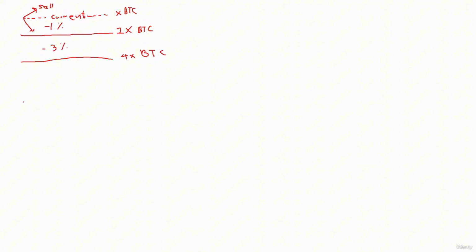In the third safety order, we are going to buy 8x bitcoins. Here deviation is minus 7% from the initial price. In the fourth safety order, we are going to buy 16x bitcoins. This time deviation is minus 15% from the initial price. If market turns at any of these levels, we can sell and take the profit.